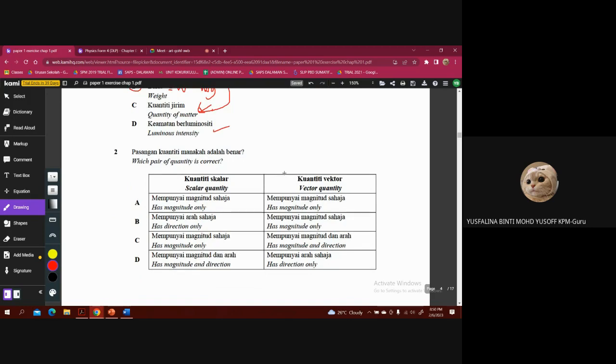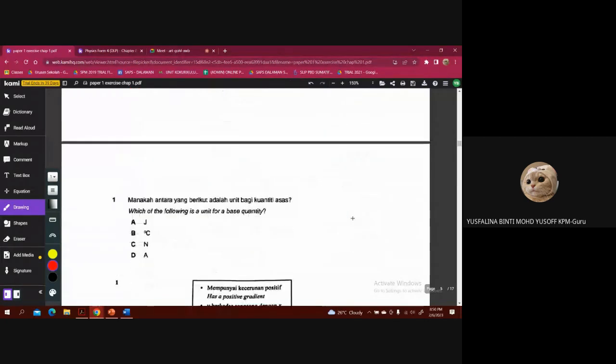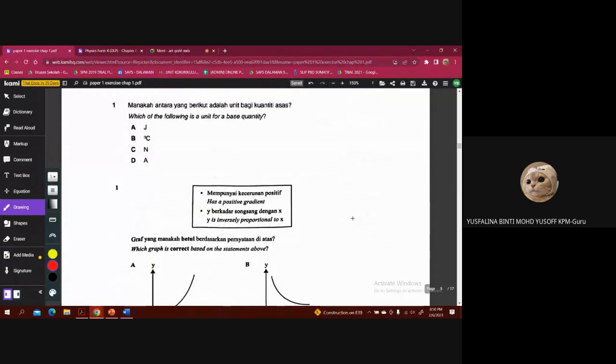Okay, number 2, which pair of quantities is correct? Scalar has magnitude only. So of course this one is C. Scalar has magnitude, vector has magnitude and direction. Okay, next one. Which of the following is a unit for the base quantity? This is joule. J is joule, which means energy. No, that is not base. Base only has the 7 that I asked you to remember.